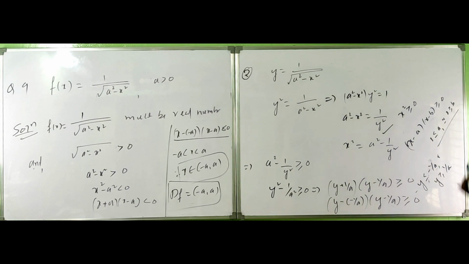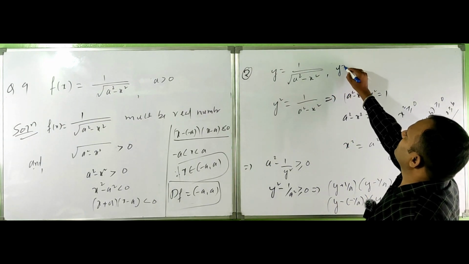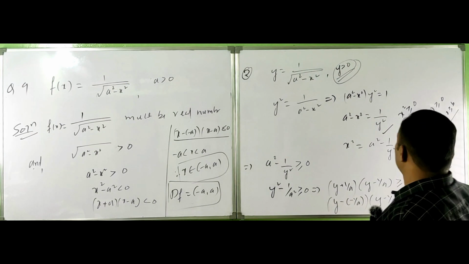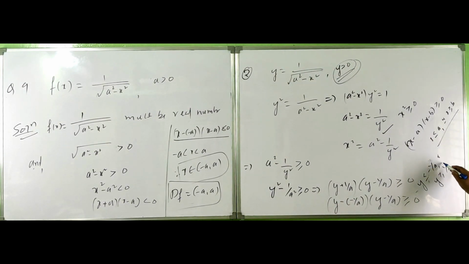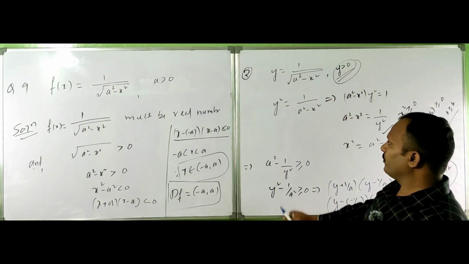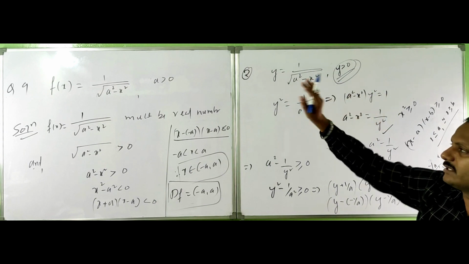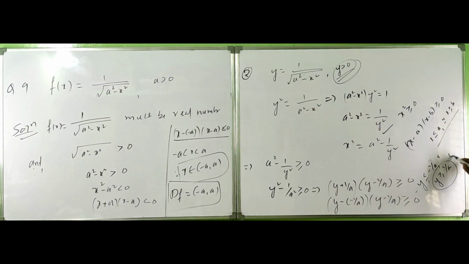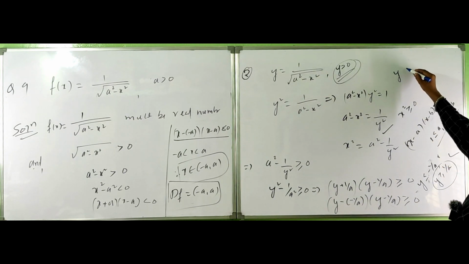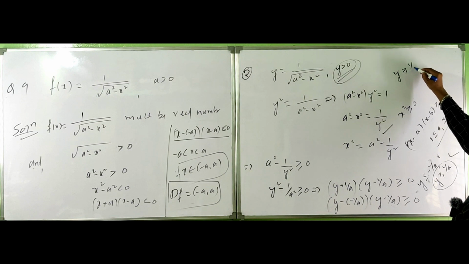Similarly for this relation, and what is y? Here we have y greater than 0 for all values of the domain, so I have taken only this value. See why I am taking y greater than 0: because for all values of the domain, y is 1 by the root of something, which means still a positive value. So I am taking only the positive term. Therefore y is greater than or equal to 1 by a.